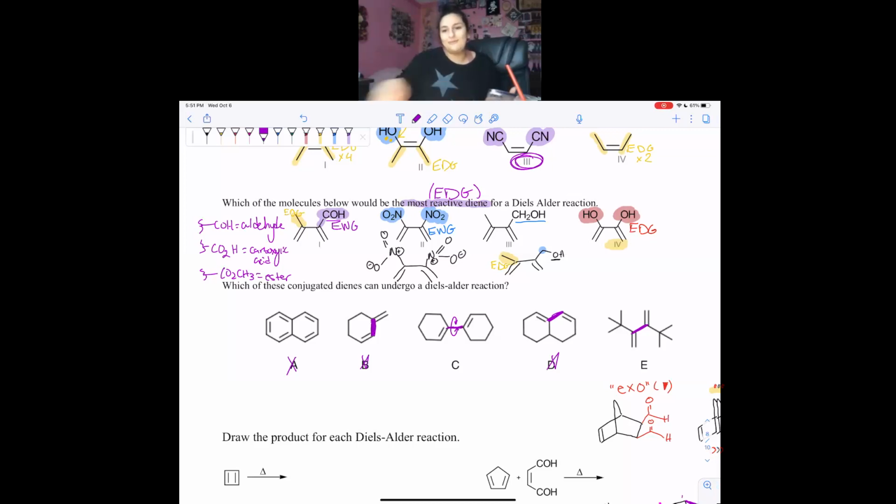Yes, the thing is too bulky. So this tert-butyl group, in this class in Orgo 2, the only thing that's going to be considered too bulky to rotate is tert-butyl. So this has to be crossed out, and our only answer left is C.